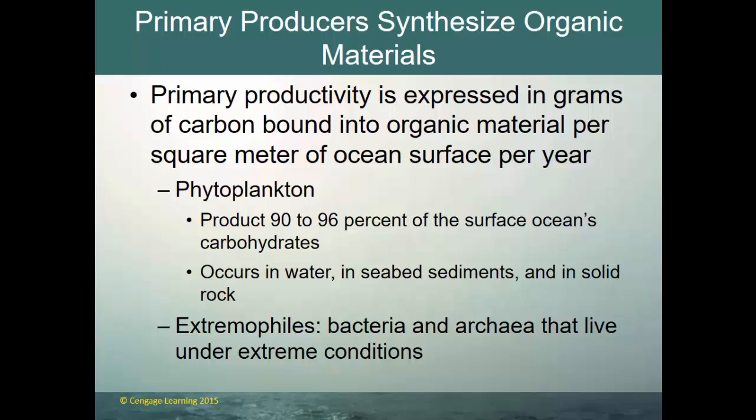Phytoplankton produce 90 to 96% of the surface ocean's carbohydrates. So that's where most of the surface ocean's carbohydrates come from. It occurs in water, it occurs in seabed sediments, and actually can occur in solid rock as well. Now, there's a very small percentage known as extremophiles, or bacteria or archaea, that live under extreme conditions that also produce some of the carbohydrates as well.